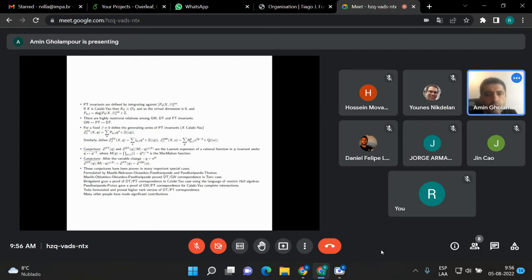This conjecture was formulated by Maulik, Nekrasov, Okounkov, Pandharipande, and also Pandharipande-Thomas. And then it was proven in a lot of cases. In toric cases, the DT/PT correspondence is proven for Calabi-Yau threefolds using motivic methods. The conjecture also holds for non-Calabi-Yau threefolds, but it is a little more complicated to state, though very similar. We have the same change of variable in particular. The proof of Bridgeland uses the motivic Hall algebra, which, if I have time, I'll talk a little bit about. Pandharipande-Pixton gave a proof of Gromov-Witten/PT for Calabi-Yau complete intersections. Toda formulated a higher rank version of the DT and PT correspondence, and so on.